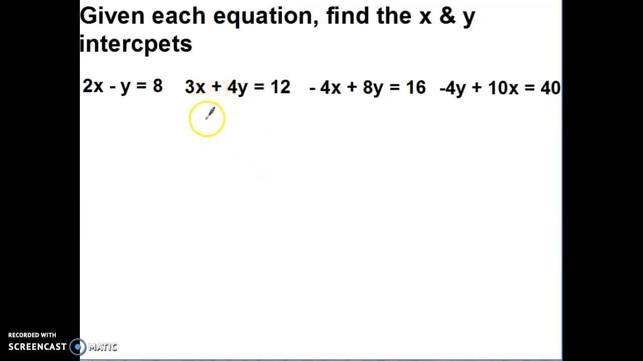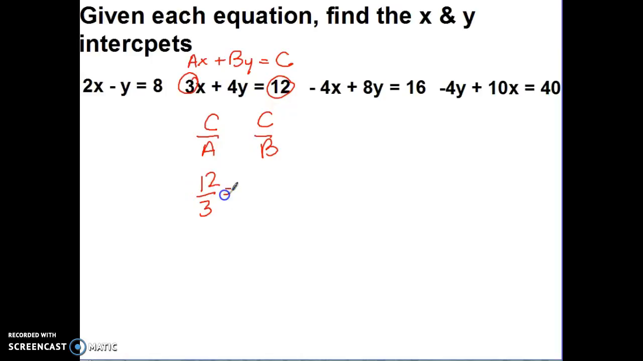All right, so here we can find the x and y intercept if we simply take our A and divide it into C. So C over A will give me my x-intercept. Remember, ax plus by equals c, and then C over B will give me my y-intercept. We know that because once I plug 0 in here, it's gone, and you're just left with 4y, and all you're doing is the division problem. So for instance, the x-intercept is simply 12 divided by 3, which is 4, and then the y-intercept is simply 12 divided by 4, which is 3.